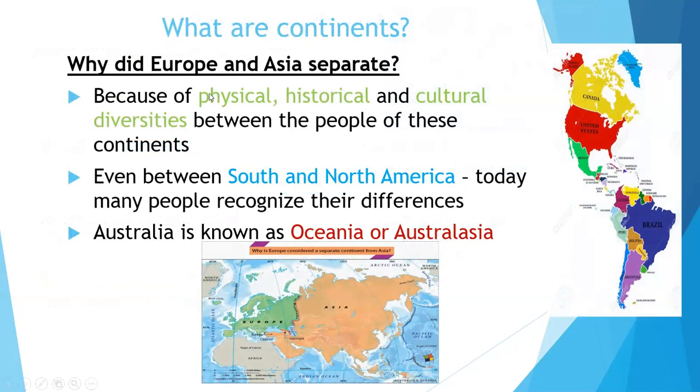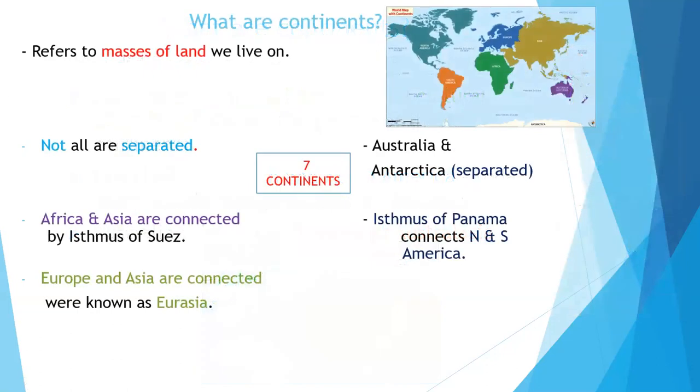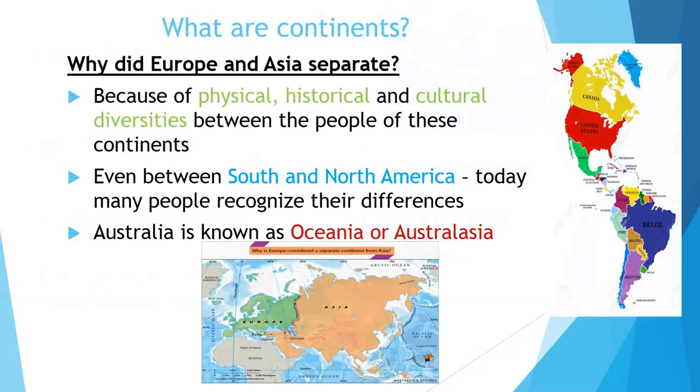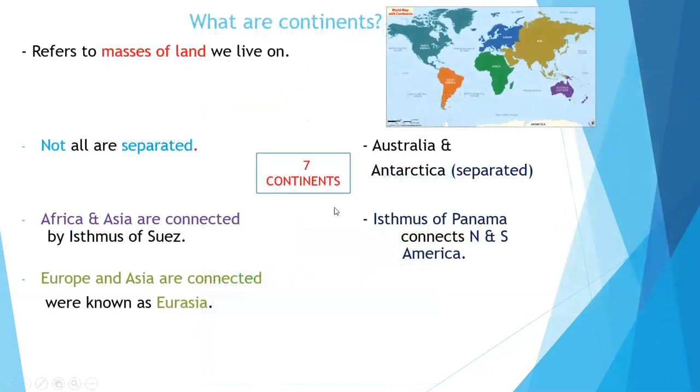Europe and Asia separated because of physical, historical, and cultural diversities. Diversities means differences between the people of these continents. And as today you will see, it actually makes sense. The people of Europe and Asia are very much different in cultures, and other historical and physical differences. Even between South and North America, today many people recognize the differences. So yes, America is one continent, but it is actually divided up into 2 continents, North and South America.